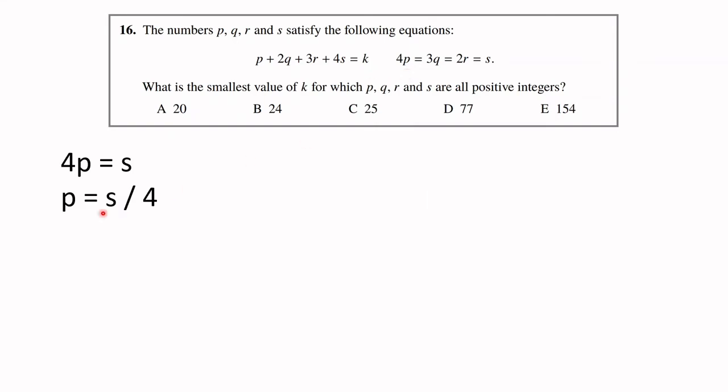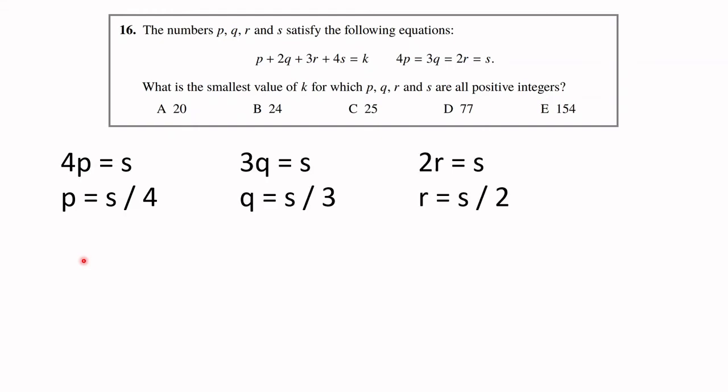So 4p equals s, as from the equation, then we know p equals s over 4. The same for q: 3q equals s, so q equals s over 3. 2r equals s, so r equals s over 2. And obviously I'm not going to do s, because s just equals s, so s would equal s over 1, but you don't need to. So what's the next thing we can do?